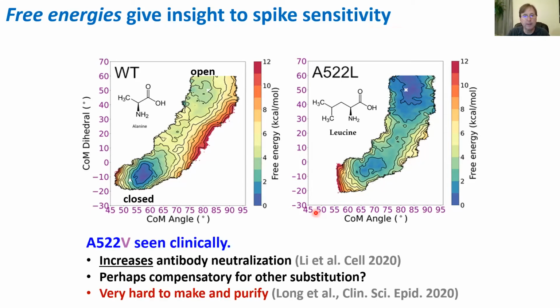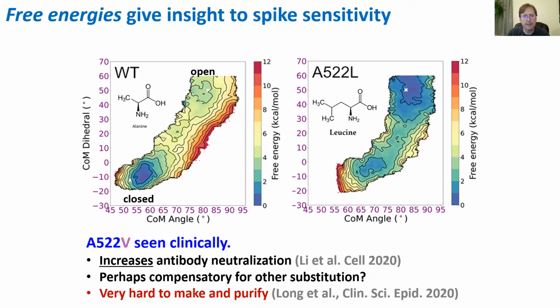When we look at clinical strains of SARS-CoV-2, we do see instances of an A522V substitution. V is for valine. Valine is not as large as leucine, but it still seems to have an impact because it increases the antibody neutralization in experiments. That is explained by our landscape, which shows that larger amino acids in that position shift the spike to a more open position, which we know is vulnerable to antibody binding. We're still not sure why this would be seen in the virus in circulation, unless perhaps it compensates for another substitution that makes it more difficult to open the receptor binding domain, and this helps compensate.